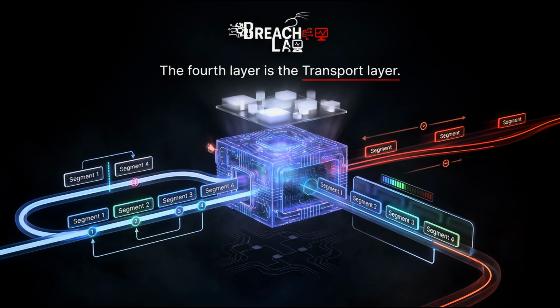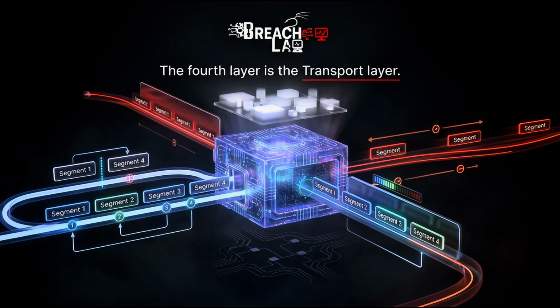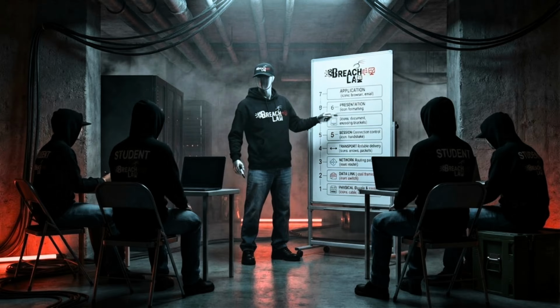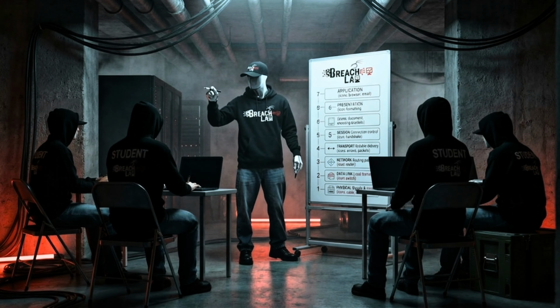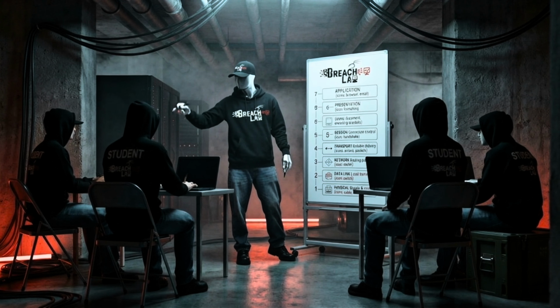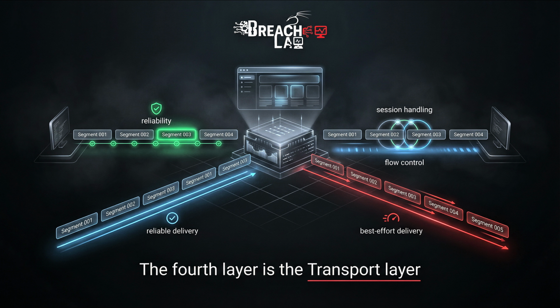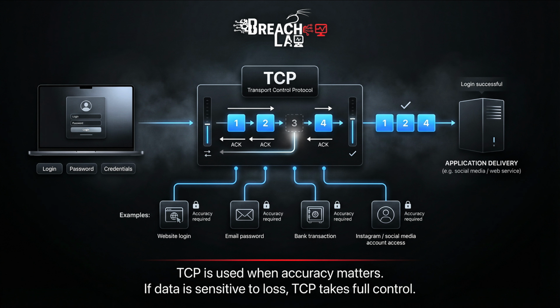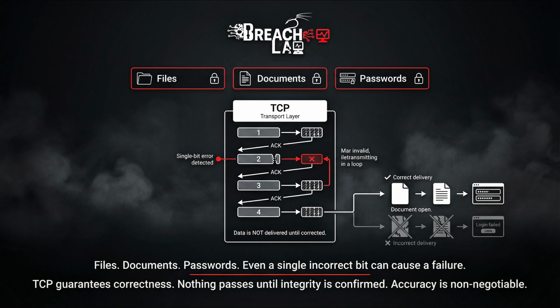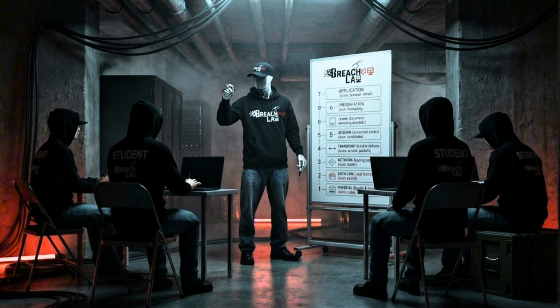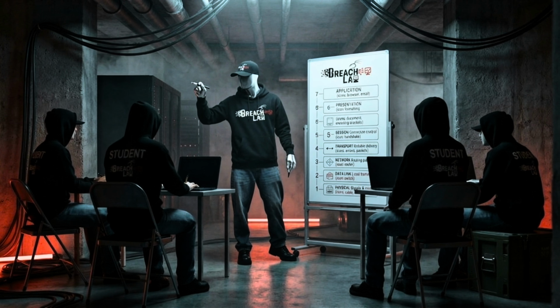The fourth layer is the transport layer. The name speaks for itself. This layer is responsible for data transfer, order, and delivery reliability. The 2 main stars here are TCP and UDP. TCP is used when accuracy matters. If data is sensitive to loss, TCP takes full control. Files, documents, passwords, even a single incorrect bit can cause a failure.